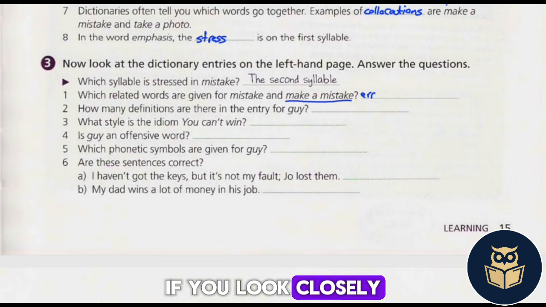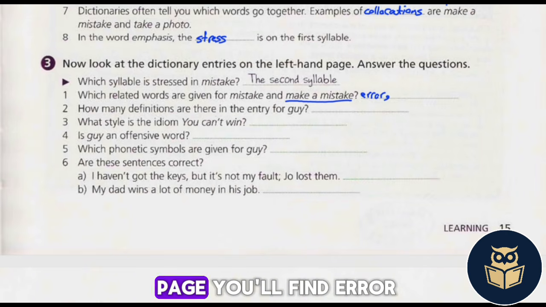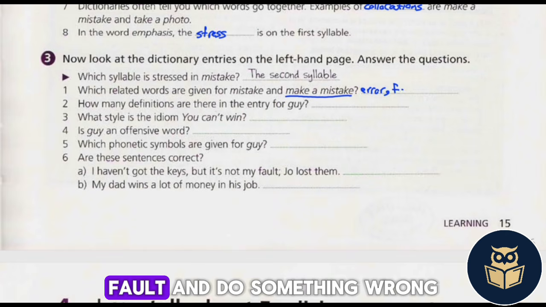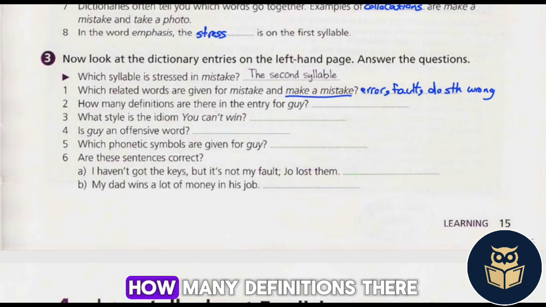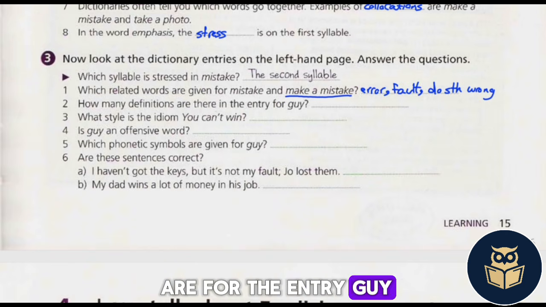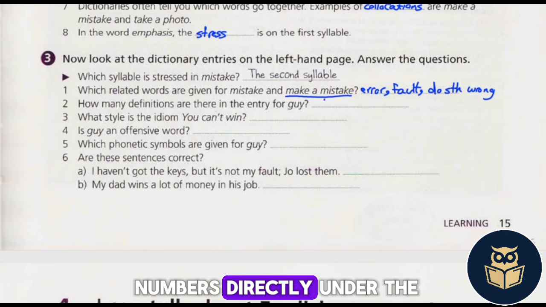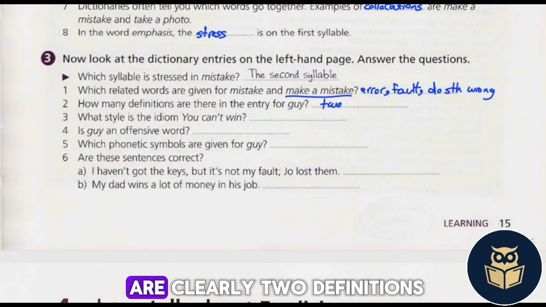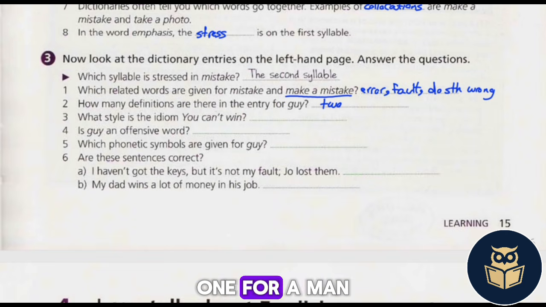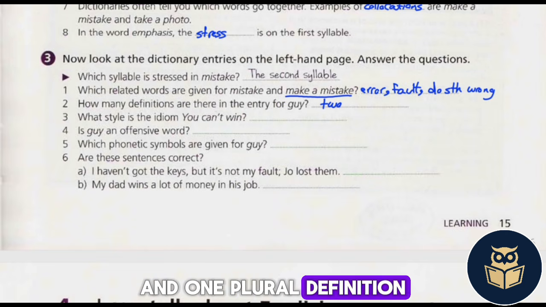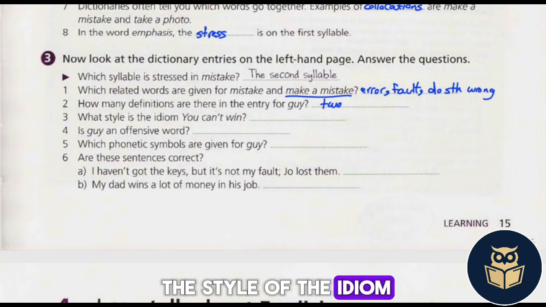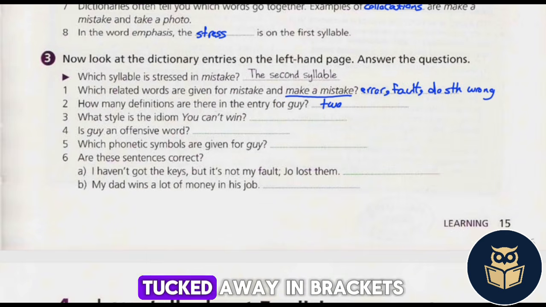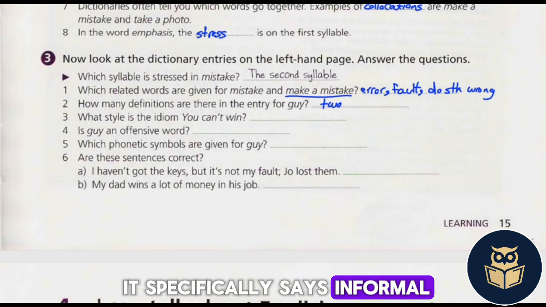Well, if you look closely under the Other Words For box on the page, you'll find error, fault, and do something wrong. Question 2 asks how many definitions there are for the entry guy. Looking at the bold numbers directly under the word guy, we can see there are clearly 2 definitions, one for a man or boy, and one plural definition for a group of men and women. Question 3 asks for the style of the idiom, you can't win. Right next to it, tucked away in brackets, it specifically says informal.